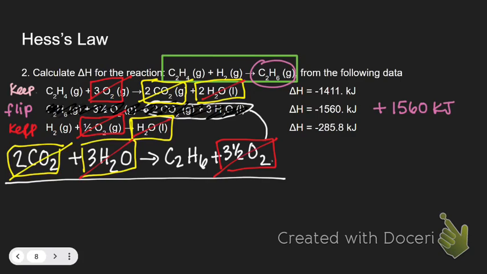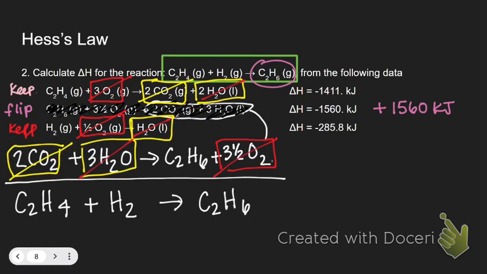So what we end up doing is just bringing down everything else that didn't cancel out. So we have C2H4 plus H2 yields C2H6.